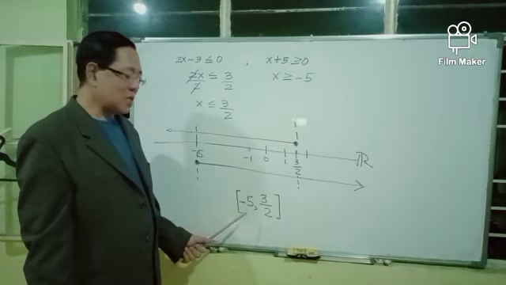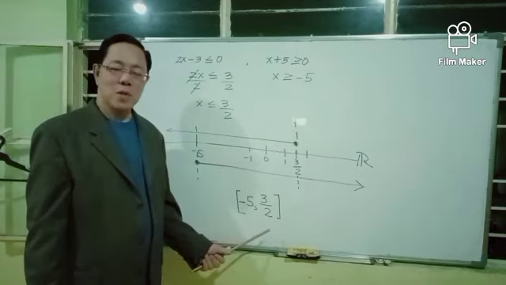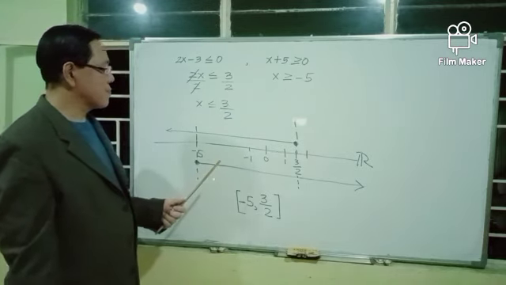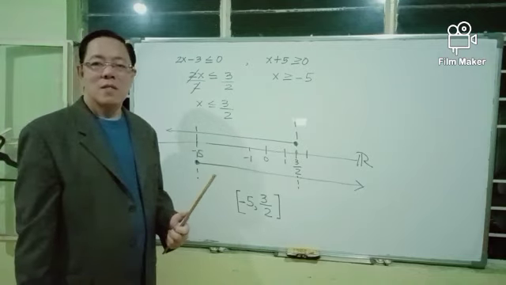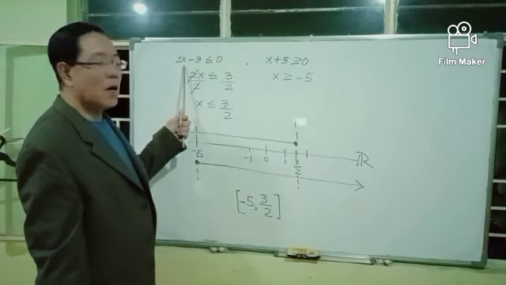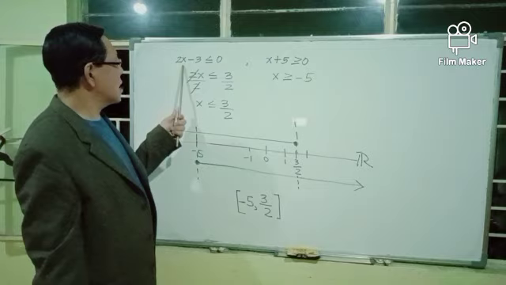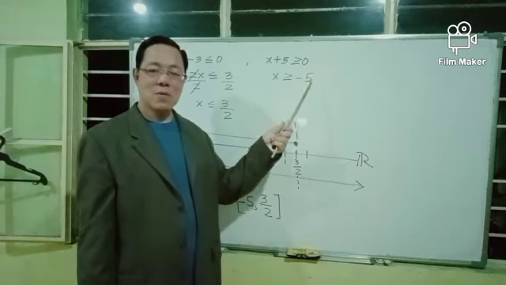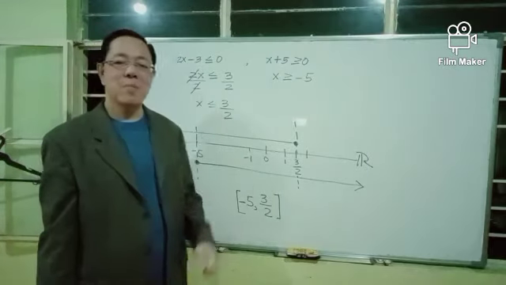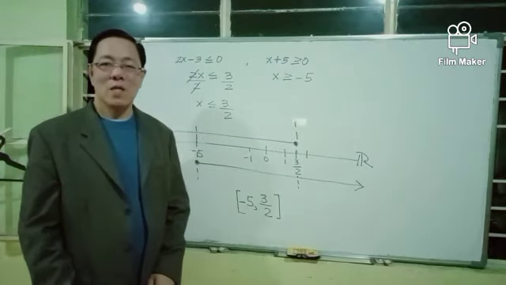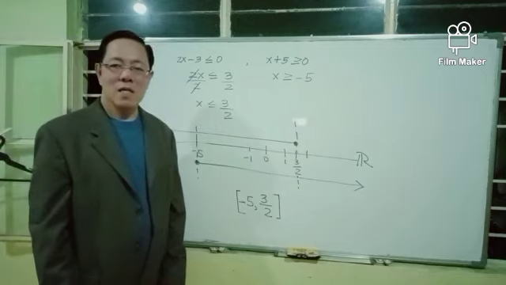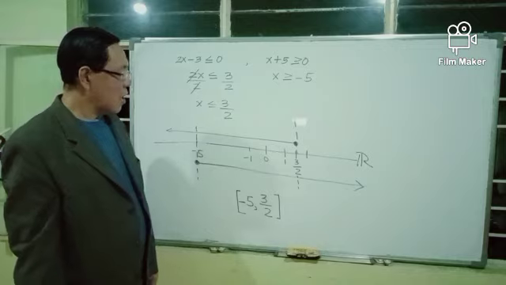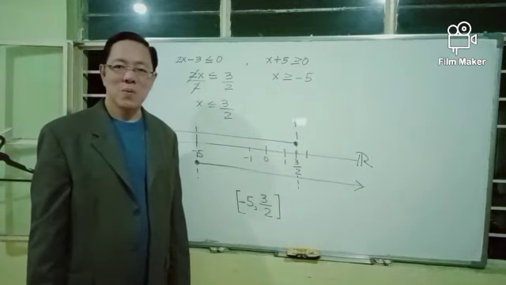All the real numbers between negative 5 and 3 over 2, including the endpoints, are solutions of case 1, where values of x were 2x minus 3 less than or equal to 0 and x plus 5 greater than or equal to 0. And when you multiply them, the product or the quadratic expression is negative, less than or equal to 0. Now we consider case 2.